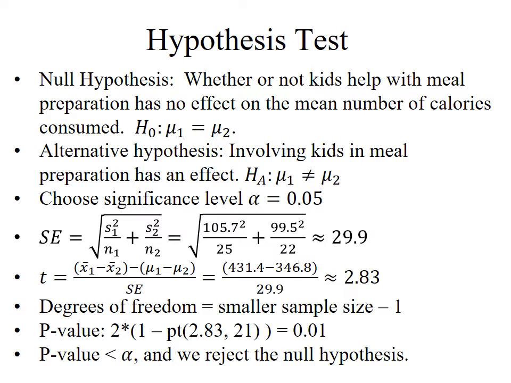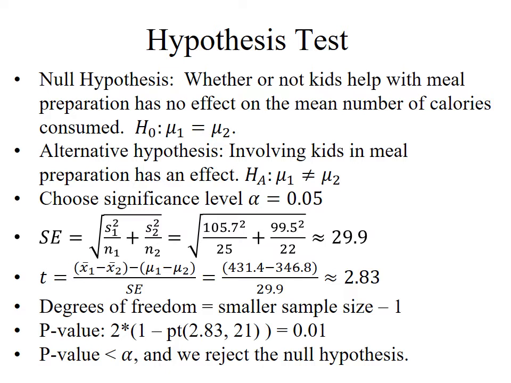So we would write that as null hypothesis is mu1 equals mu2. The population 1 average is equal to the population 2 average. The alternative hypothesis says no, this involving kids in meal preparation has an effect on the average number of calories consumed. In this case, we're going to do a two-sided alternative hypothesis.